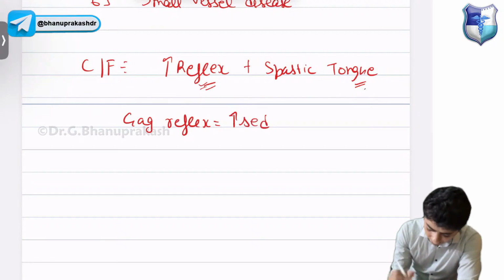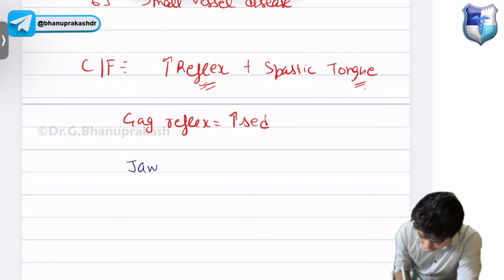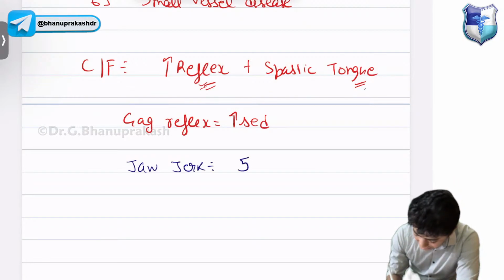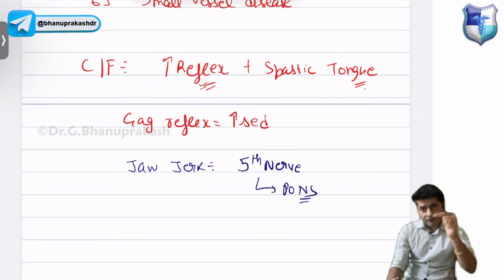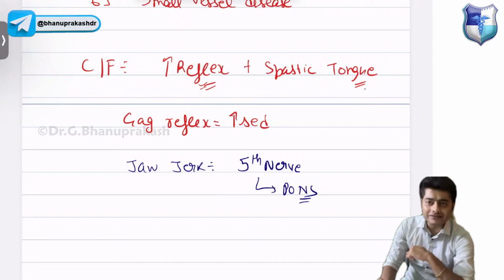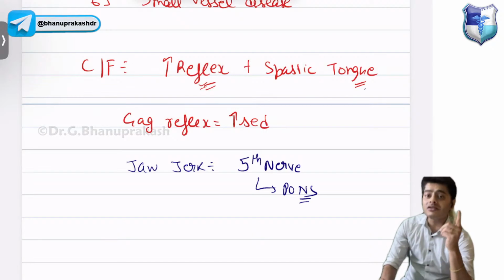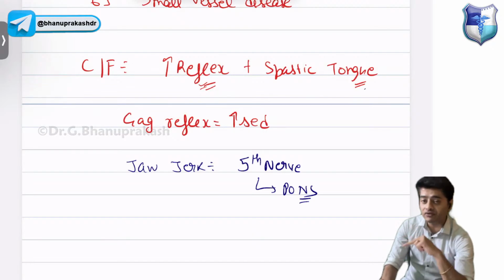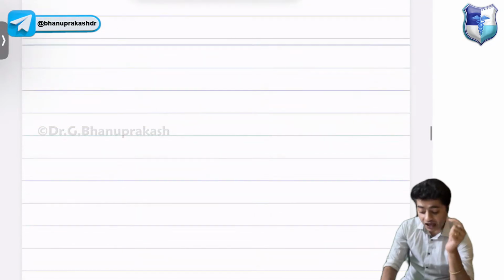Now we will come to other reflex, that is your jaw jerk. Jaw jerk is done with the help of your fifth nerve. Your fifth nerve is present in pons. So, suppose if the lesion is above pons, then this jaw jerk will be increased. So, pseudobulbar palsy is there, and that also above pons level, because the fifth nerve is at the pons.